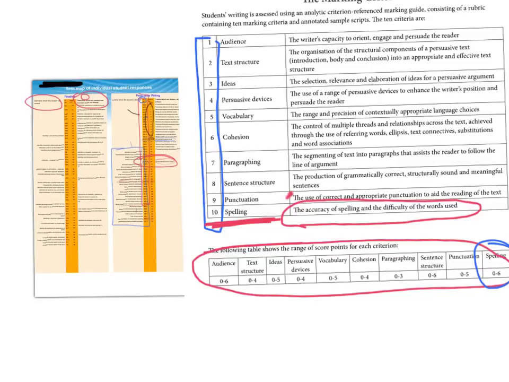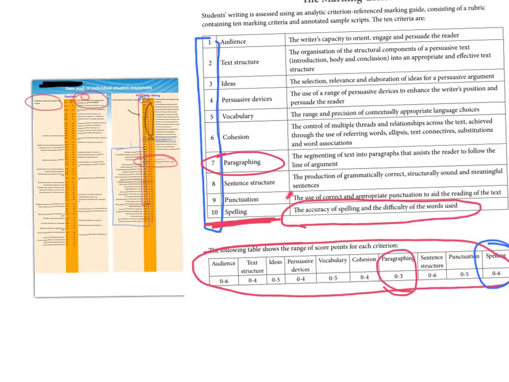And so basically, when you look at your results, you'll be looking at it in the same way as I've just explained for spelling. So for example, paragraphing here is criteria number 7. So wherever it says W7 in your results is referring to that skill, paragraphing. And if you have a look down the bottom here, paragraphing was only worth 3 points.